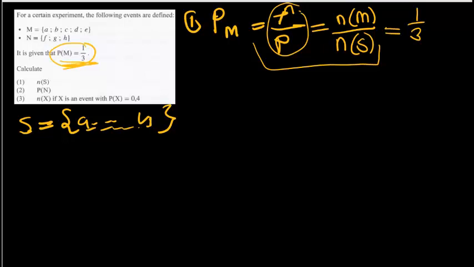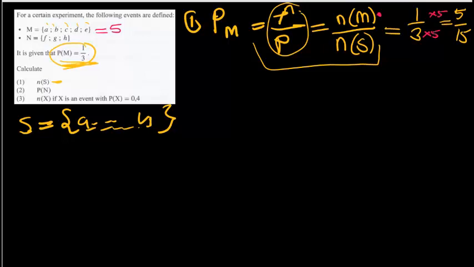So the question is, what is the number of options in S? Can the number of options be 3? If I look at M alone, I've got 1, 2, 3, 4, 5. So that's not going to work for me because it can't be less than 5. So what I'm going to do is multiply. I know that M is supposed to be 5, so I'm going to multiply the numerator by 5, and I do the same with the denominator. And I get an answer of 5 over 15.